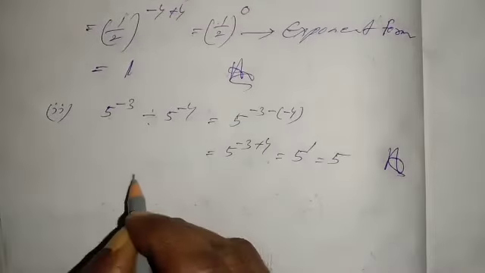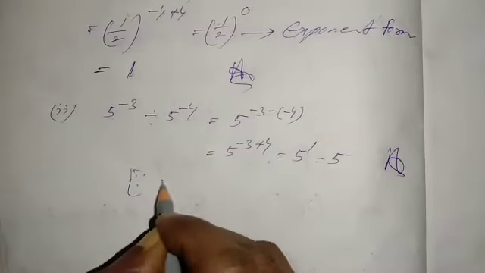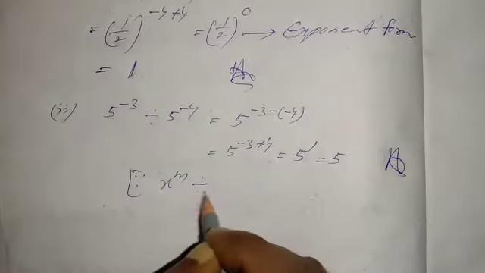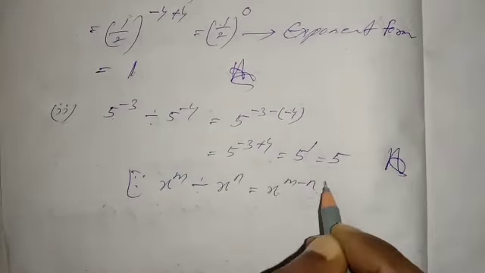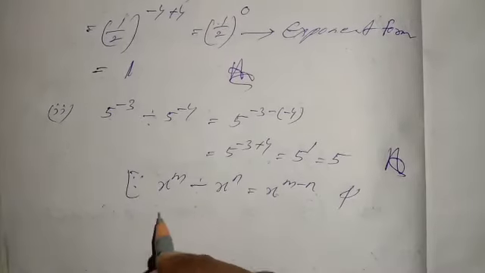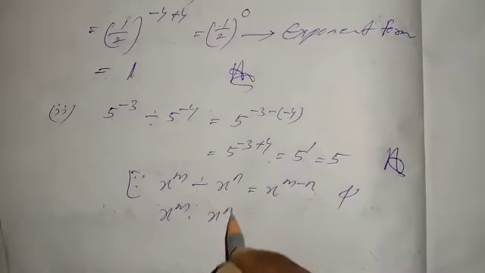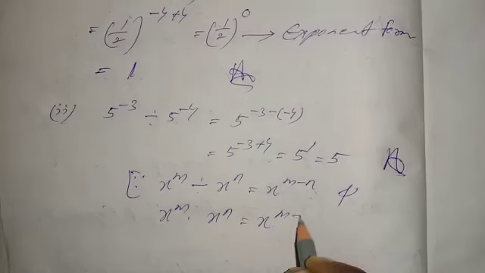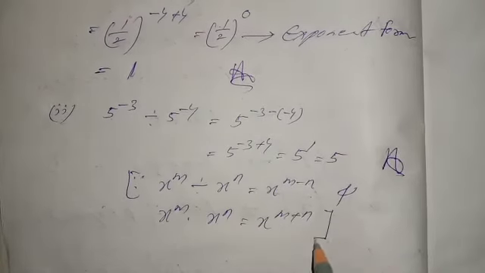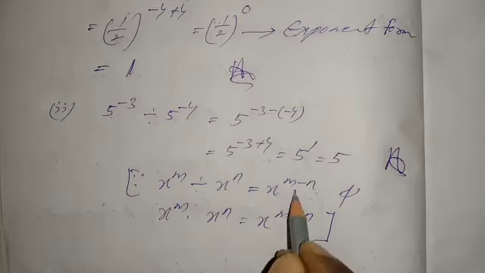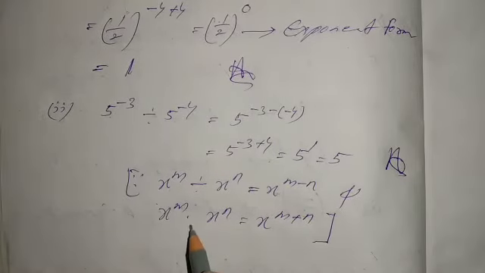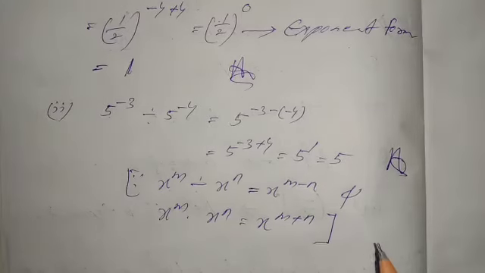I am writing the formula here. x^m divided by x^n, the formula is x^(m-n). And x^m into x^n, the formula is x^(m+n). In case of division, if the base is the same, you have to subtract the powers. In case of multiplication, the power is added, if the base is the same.